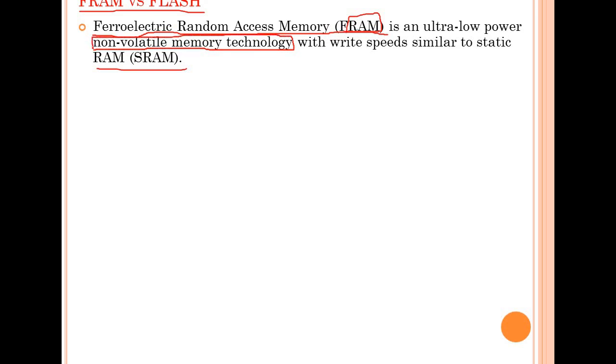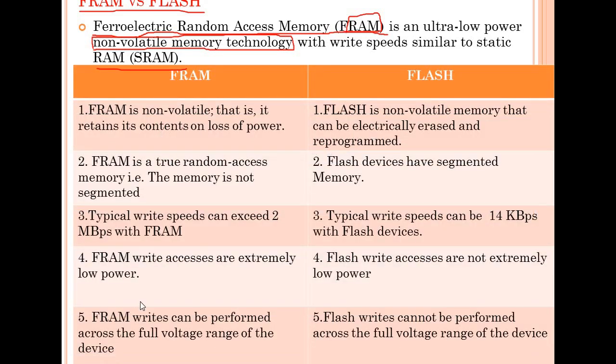And coming to flash, flash is a non-volatile memory. You know about flash memories as you are using them in your mobile phones. Your memory cards are flash memories. Your pen drives, where you store data, are also flash memories. Here we see some differences between FRAM and flash. First, FRAM is a non-volatile memory, that is, it retains its contents on loss of power. Flash is also non-volatile memory that can be electrically erased and reprogrammed.